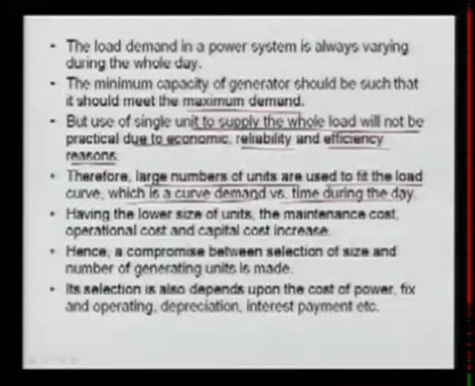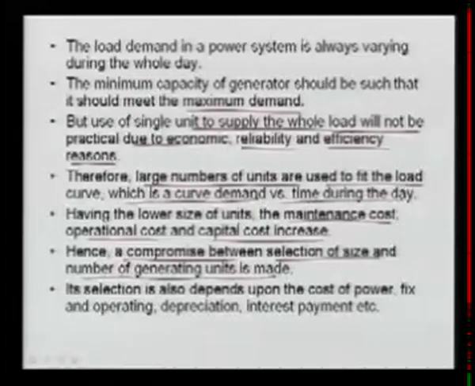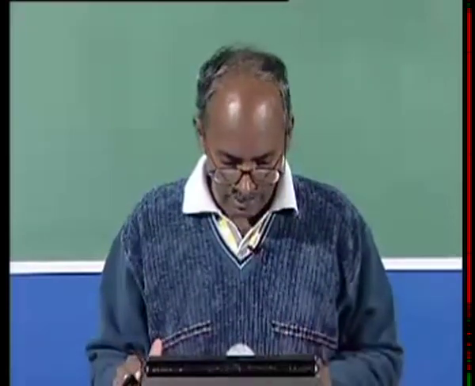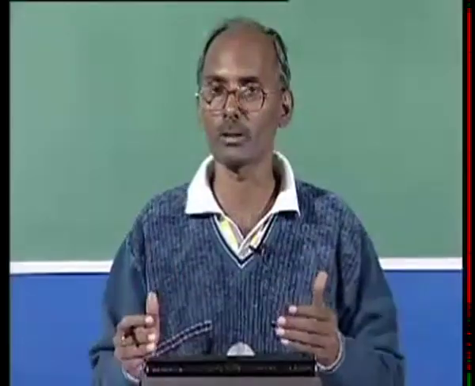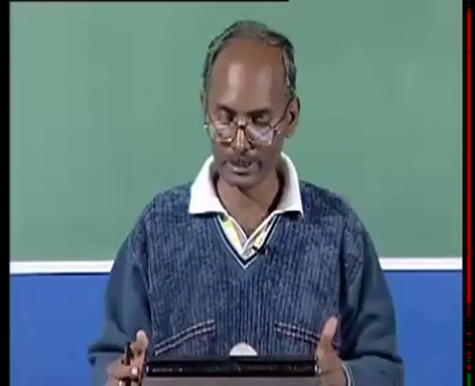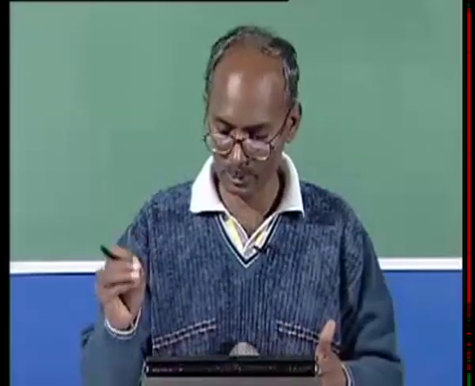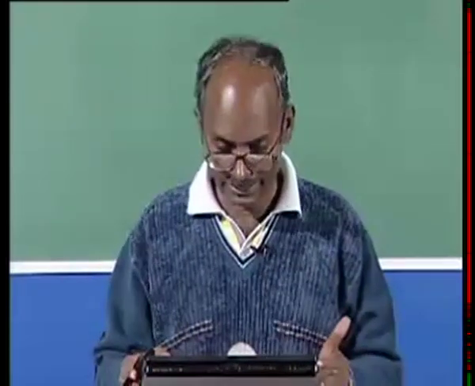With lower size of units, the maintenance cost, operational cost and the capital cost increase. Hence, a compromise between the selection of size and the number of generating units is made. So always we go for a compromise between these two. The selection also depends upon the cost of power, fixed and operating cost, depreciation, interest payment, etc. There are so many factors, and we always go for a techno-economic analysis, and then decide the optimal and suitable size of the generating station.